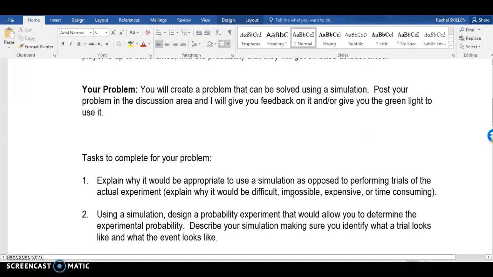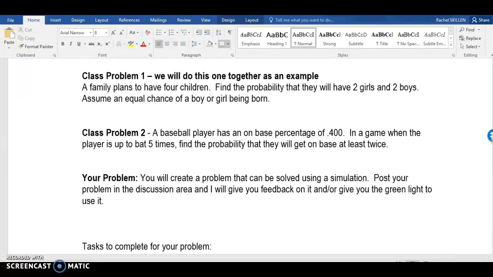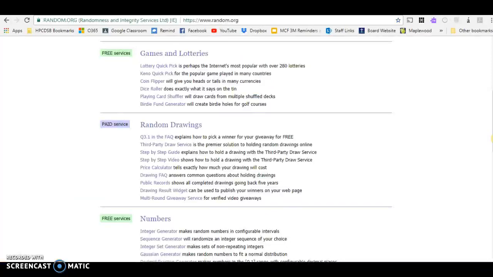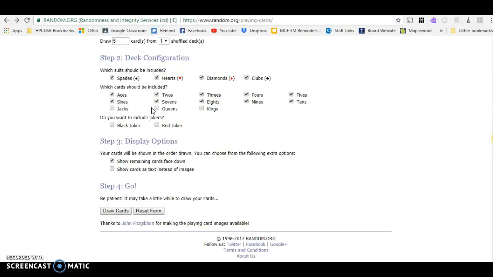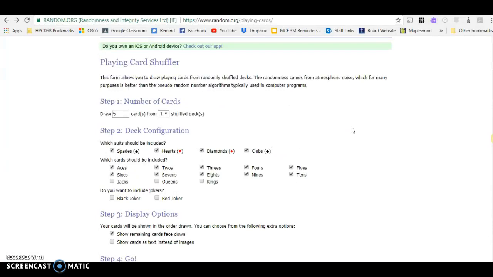So in order to design a probability experiment, there are a few different options here. If I go back to random.org, I can use the playing cards if I want to. I have to draw one card from my deck, and because I need a 40% chance of the player getting on base and a 60% chance of them not getting on base, I can use the cards from ace to 10, which gives me 10 options. I define ace, 2, 3, and 4 as being on base, and then 5 through 10 being not on base. And I need to only draw one card at a time, which would be one at bat.